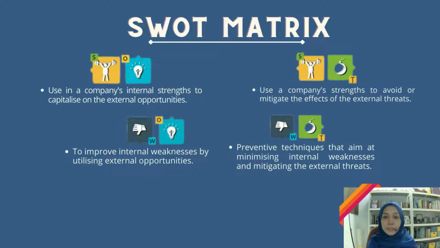For example, Apple implements new and faster improvements not only to their smartphones, but also to Apple's accessories such as headphones, Apple TV, and Apple Watch. Next, ST strategies use a company's strength to avoid or mitigate the effects of the external threats. For instance, Apple used their solid global reputation as their strength to maintain the company quality control and reputation against their threats. Lastly, WT strategies are preventive techniques that aim at minimizing internal weaknesses and mitigating the external threats. In fact, such a company may be forced to consolidate, dismiss, declare bankruptcy, or liquidate in order to survive.